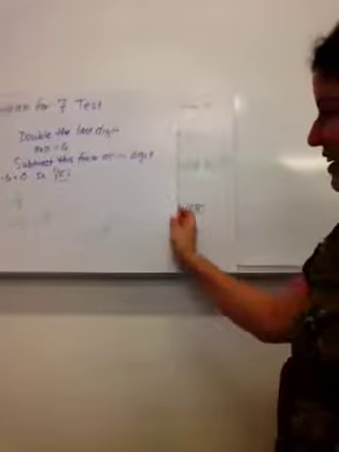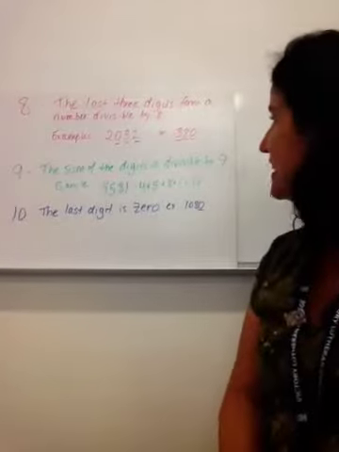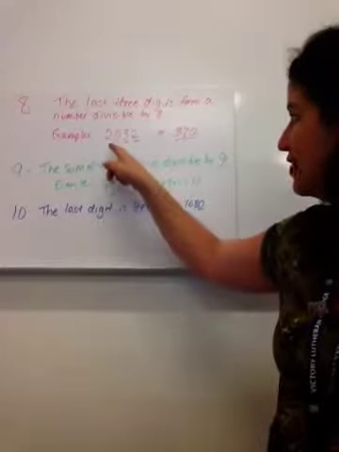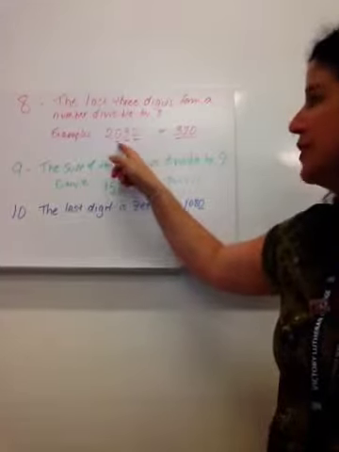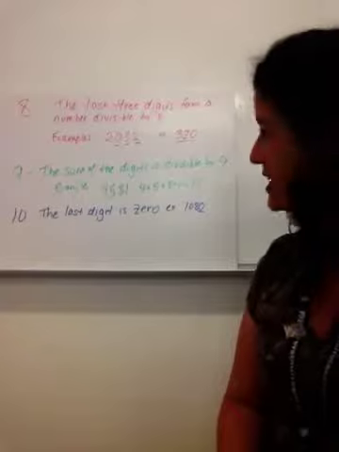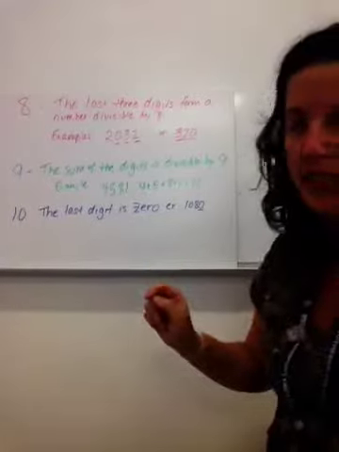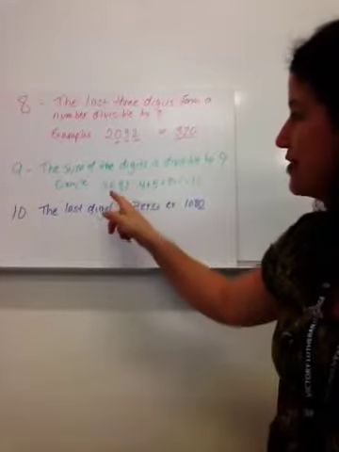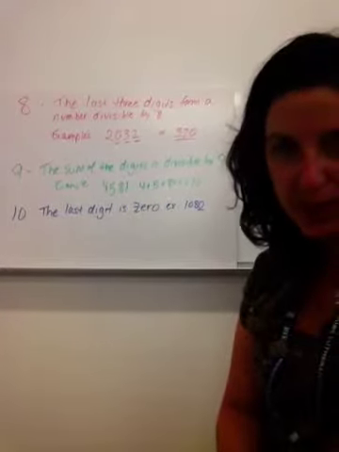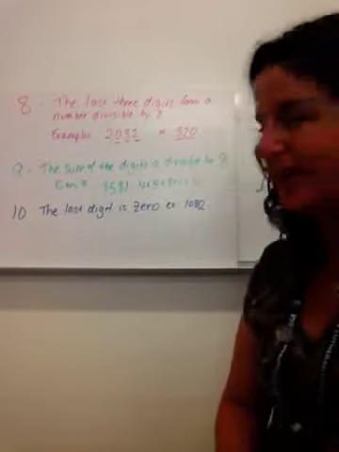Great. All right, number 8. So number 8, the way you test is if the last 3 digits form a number divisible by 8. So some examples I have here are 2032, because we know that 32 is divisible by 8, or even 320. Those numbers are definitely going to be divisible by 8. Number 9, you do it just the way you do 3. If you add the digits together, so for example 4 plus 5 plus 8 plus 1, you get 18. 18 is divisible by 9, so you know the number 4,581 must also be divisible by 9.